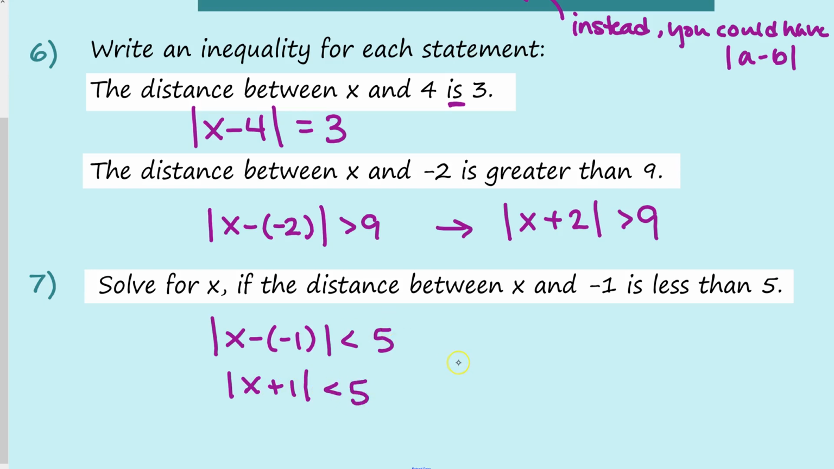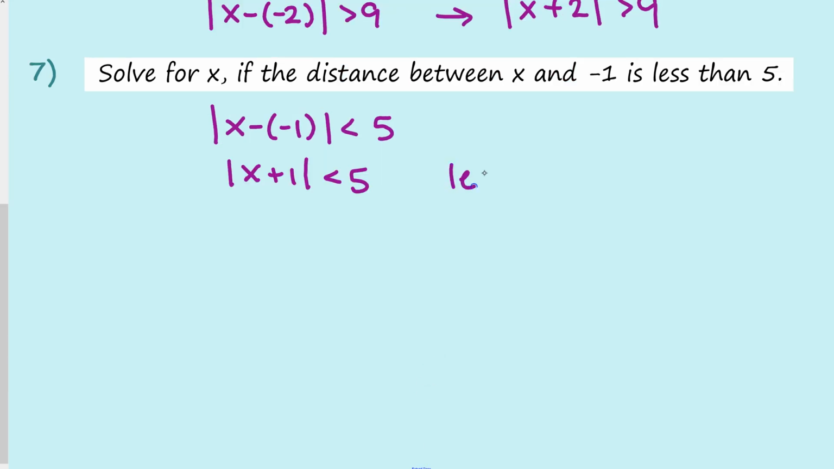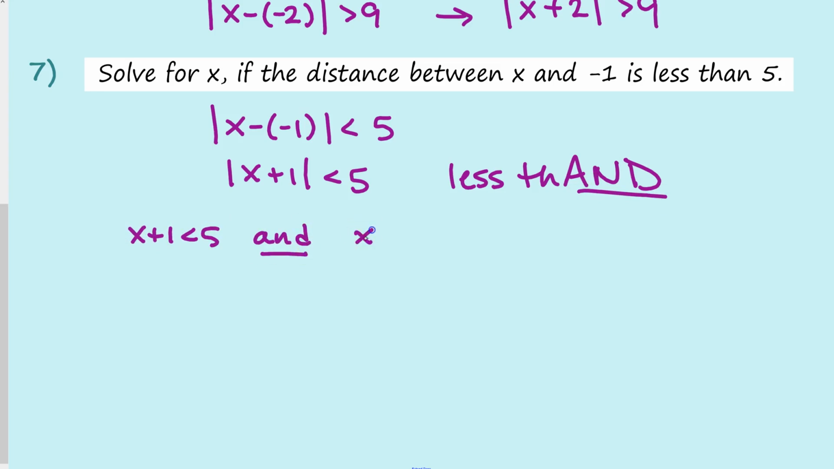Okay, now remember how we solve this. It's less than, so it's less than. So we're going to break it into two parts. X plus 1 is less than 5, and x plus 1 is greater than negative 5. We'll solve each one. X is less than 4, and x is greater than negative 6.